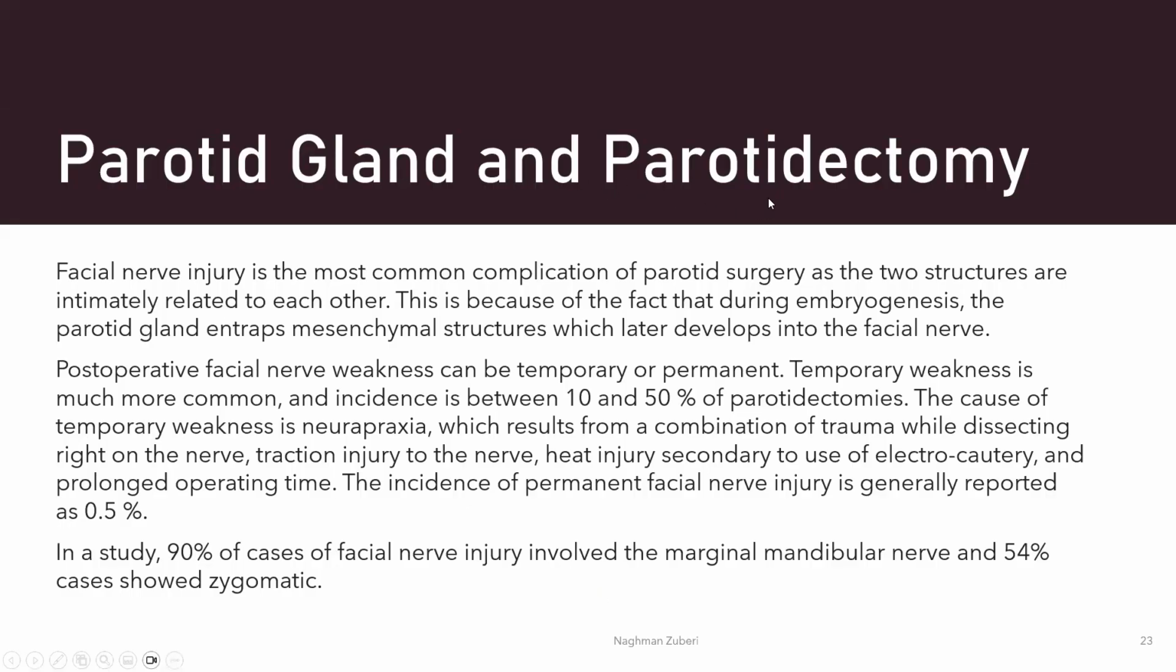Parotid gland and parotidectomy. Facial nerve injury is the most common complication of parotid surgery as the two structures are intimately related to each other. This is because during embryogenesis, the parotid gland entraps mesenchymal structures which later develop into the facial nerve. Postoperative facial nerve weakness can be temporary or permanent. The temporary weakness is much more common and incidence is between 10 to 50% of parotidectomies.